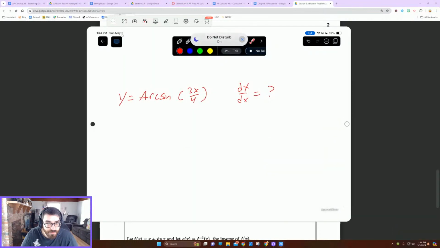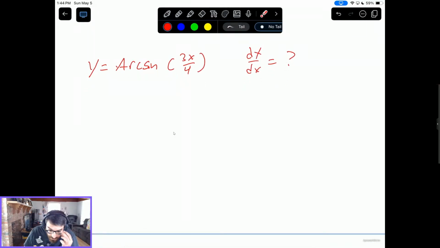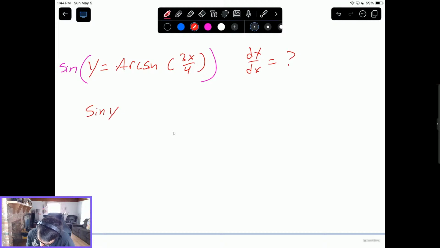Okay, this problem is for Genevieve. This is an inverse trig derivative done without a formula memorized. This is just a right triangle trig problem. So in order to solve this problem, the first step we need is to get rid of the arcsine, to sine everybody, because we can't quite work with a problem that involves an arcsine. So I'm going to rewrite this problem as sine of y equals, now the sine of an arcsine cancels out and just gives me the answer of 3x over 4.